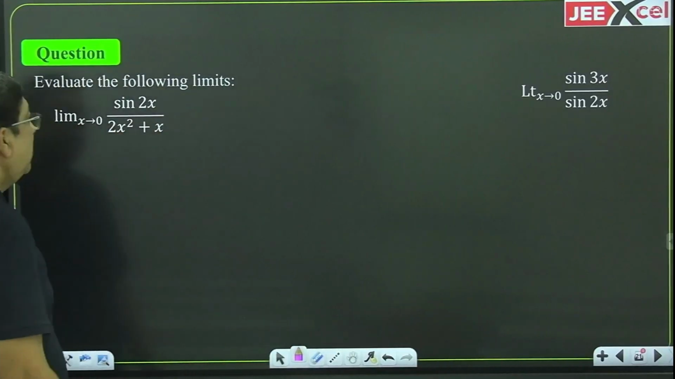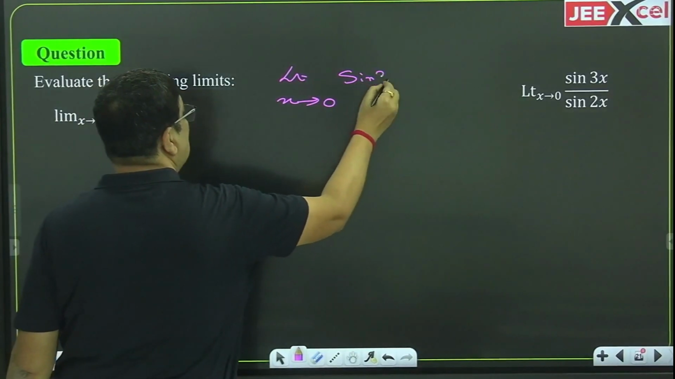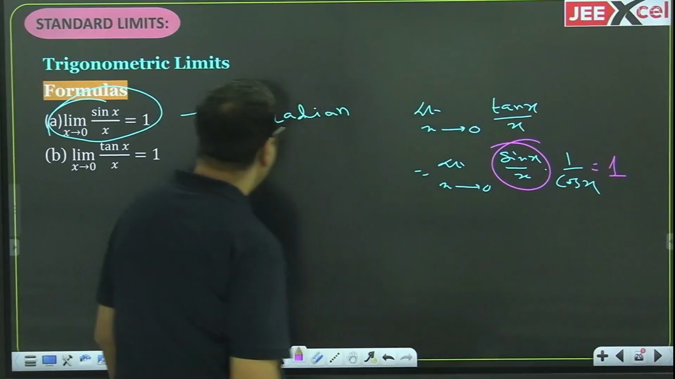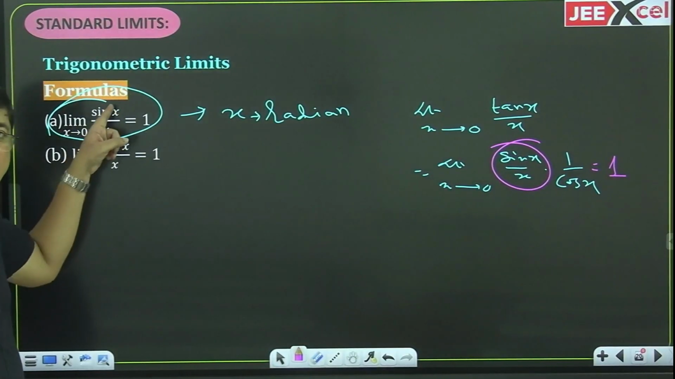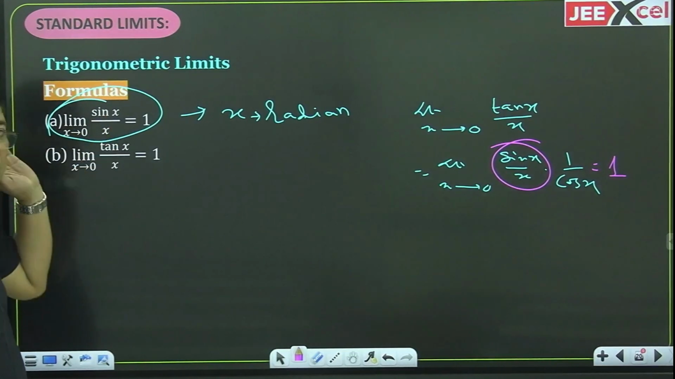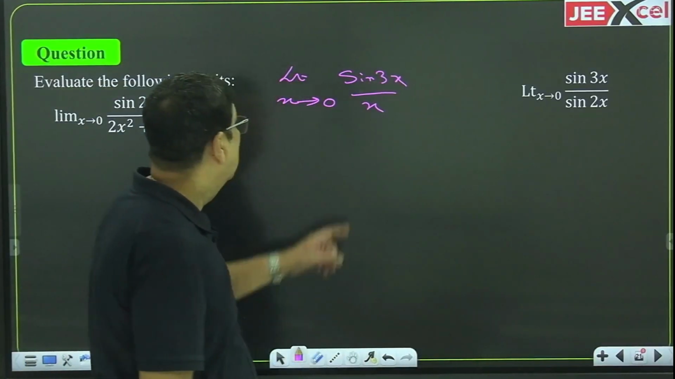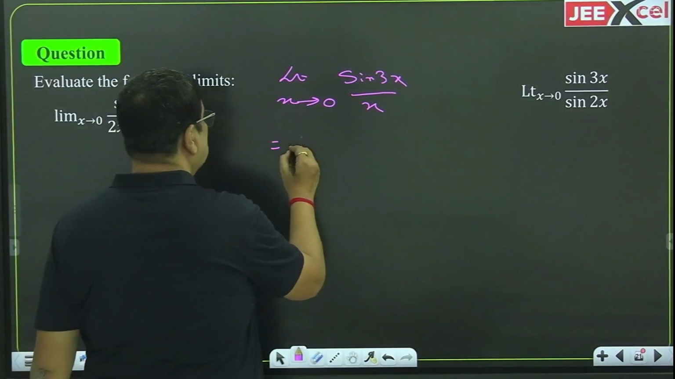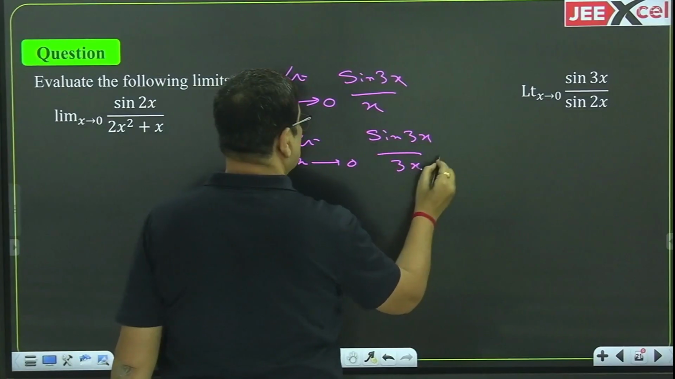Look, I am just solving for your understanding. Limit x tends to 0, sin 3x by x, what will it be? See one thing, in limit x tends to 0, sin x by x, these two are the same, and this should tend to 0, then the answer is 1. So I will apply this. In this case, these two are not the same. Therefore, we can say limit x tends to 0, sin 3x by 3x into 3.